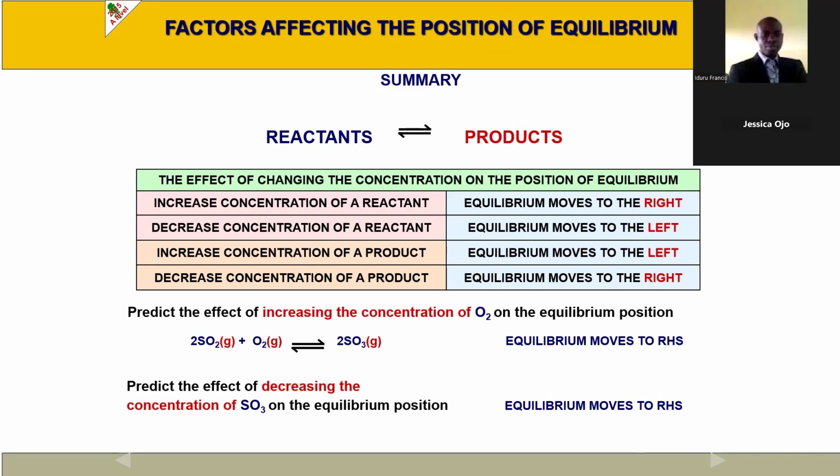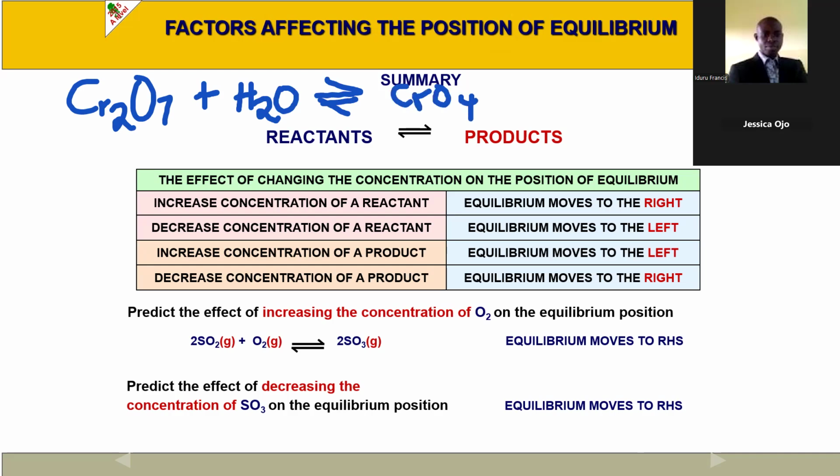Very good. Now, let me bring in some additional stuff that you must know. Look at this reaction: Cr2O7 2 minus plus water, reversible arrow, to give me CrO4 2 minus plus 2H plus.